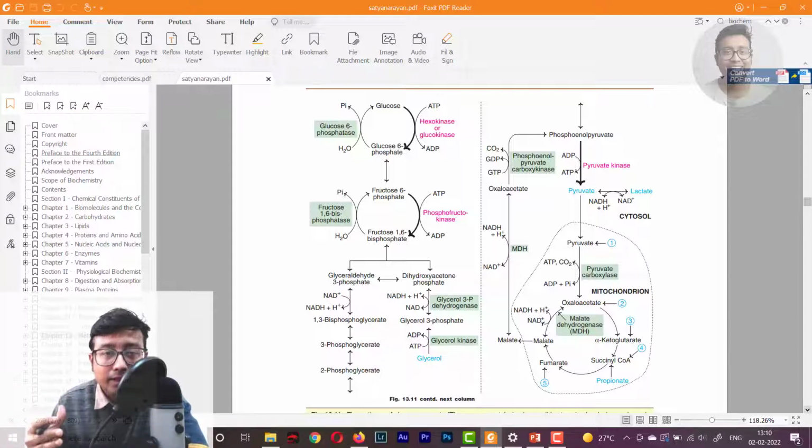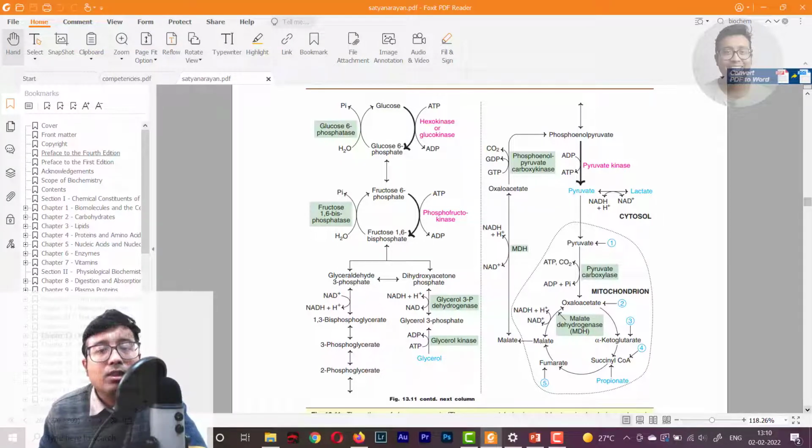In Satyanarayana it is actually given in a student friendly manner. Basically it is showing as if gluconeogenesis starts from glucose and ends in pyruvate. No, gluconeogenesis starts with other substances, that is pyruvate, and then ends up in glucose. We are producing glucose. In gluconeogenesis, we are producing new glucose from something new.